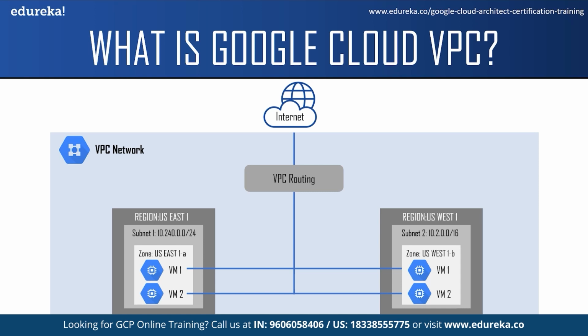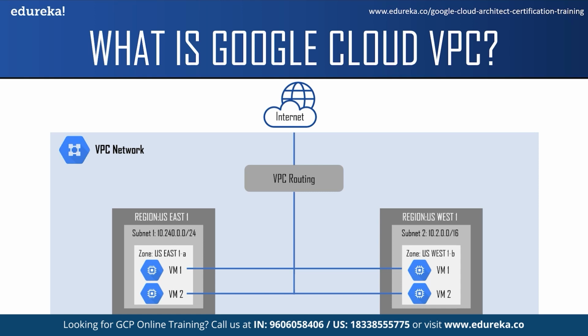Now coming to subnets. A subnet or a subnetwork is a segmented piece of a larger network. The virtual machine instances can be created in the subnet, and the instances can communicate with each other in the same VPC network using the private IP addresses. Here you can see there are two virtual machines in the US East subnet and there are two virtual machines in the US West subnet. Now these virtual machines can access the internet through the VPC routing. VPC routing decides how to send traffic from the virtual machine instances to the destination. The destination could be either the other virtual machine instances or the internet.